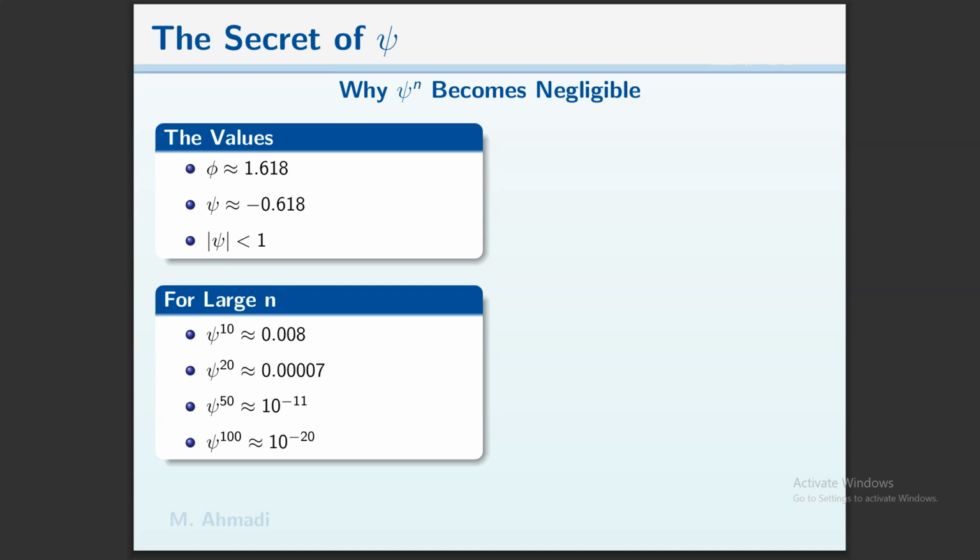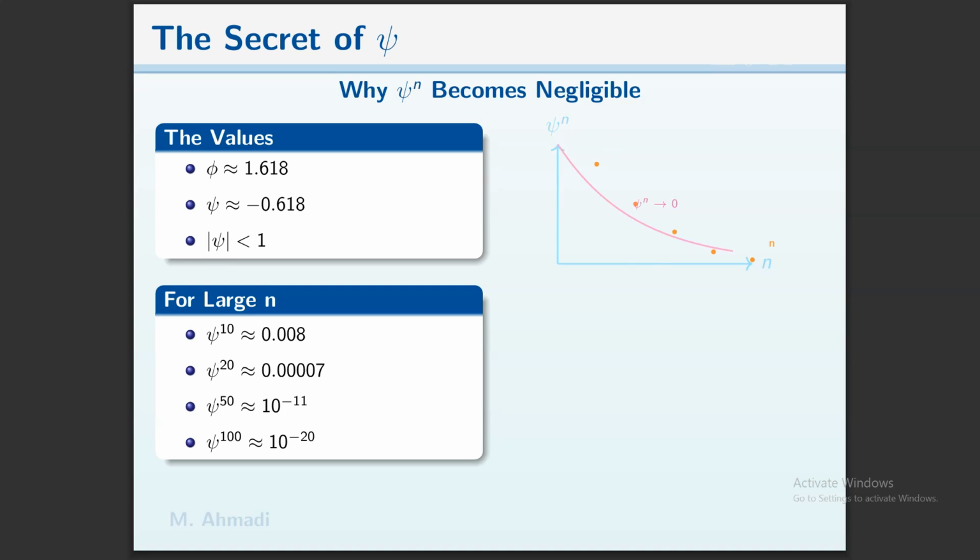For example, here we have psi to the 10 approximately 0.008, psi to the 20 approximately 0.00007, psi to the 50 approximately 10 to the minus 11, and psi to the 100 approximately equals 10 to the minus 20. So for large values of n, psi to the n becomes negligible and close to zero.